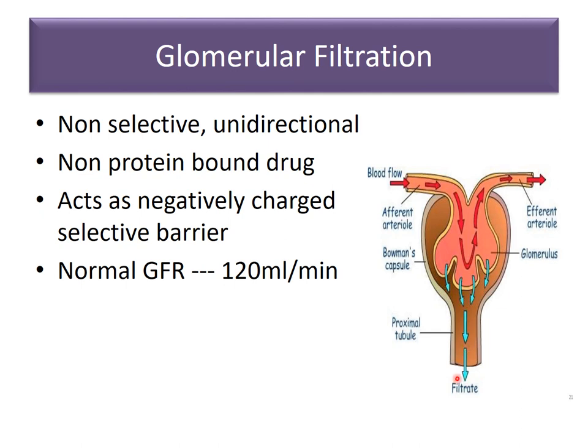The non-protein-bound drugs will be easily filtered. Proteins will not be filtered here, so protein-bound drugs will not be filtered. Only non-protein-bound drugs will be freely filtered here. It acts as a negatively charged selective barrier. The normal glomerular filtration rate, GFR, is 120 ml per minute. So per minute 120 ml is filtered here.